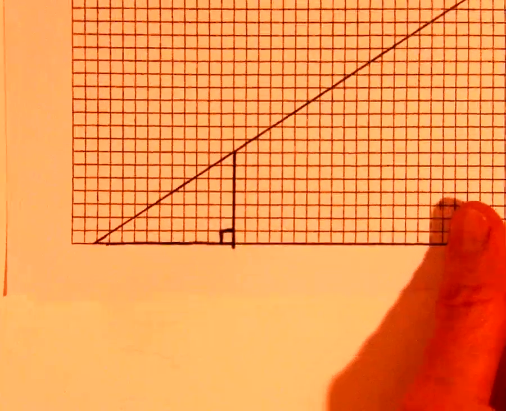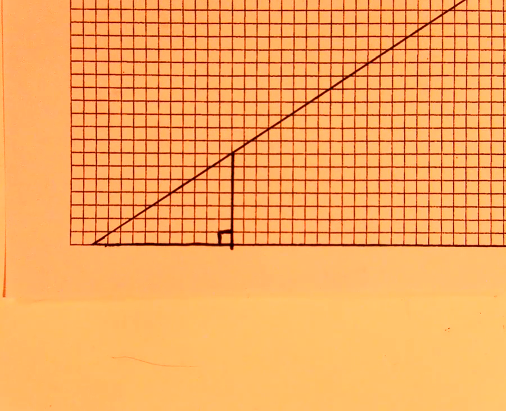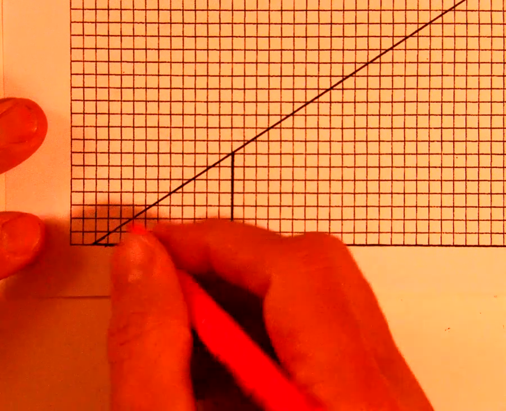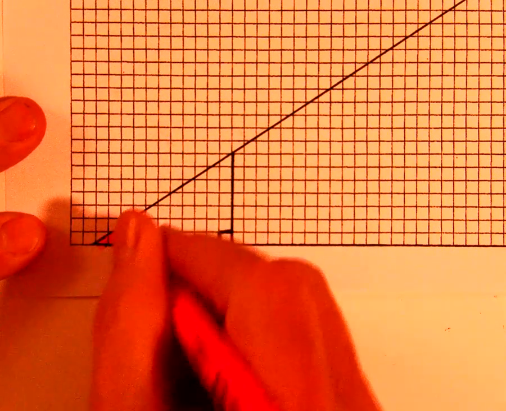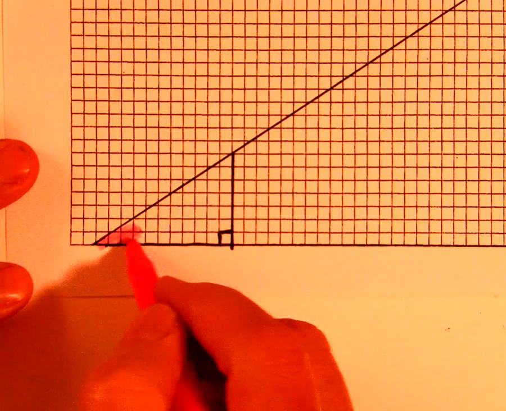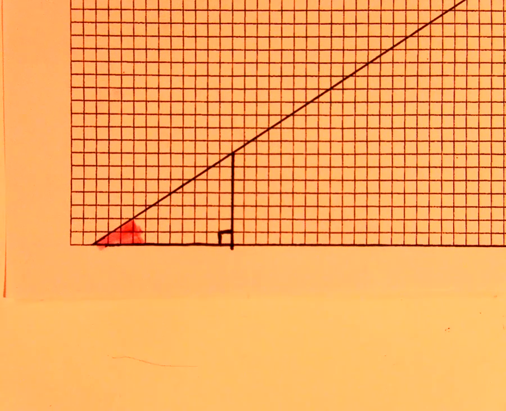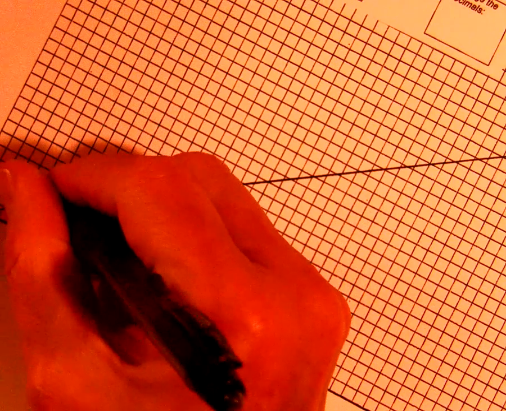Well, let's see what we can say about this right triangle. There's an angle down here, which I'm going to color in. And when I talk about this right triangle, obviously that's the hypotenuse. So I'm just going to call this the hypotenuse. Go ahead and label yours.